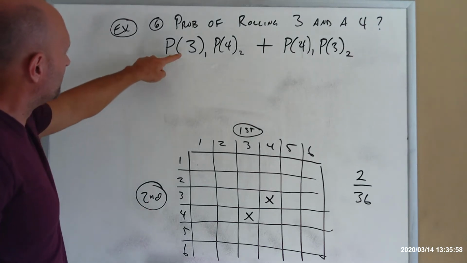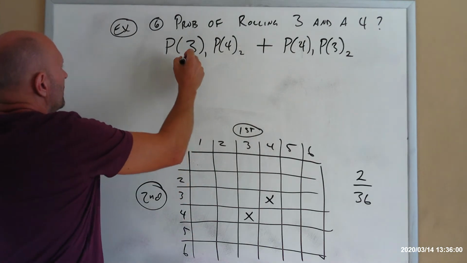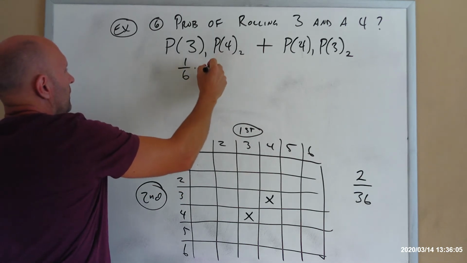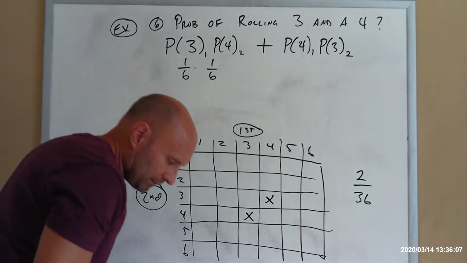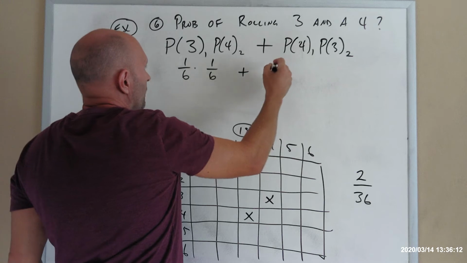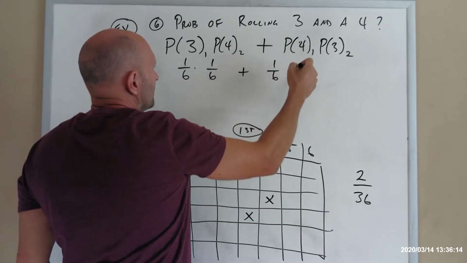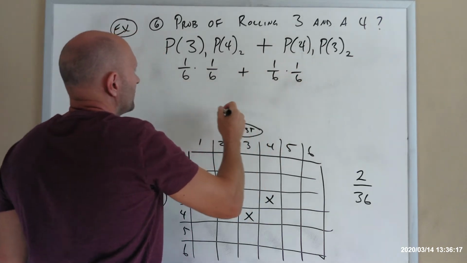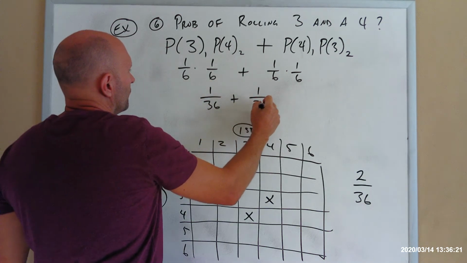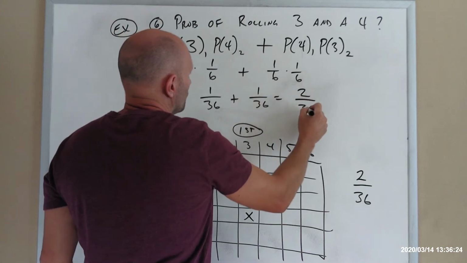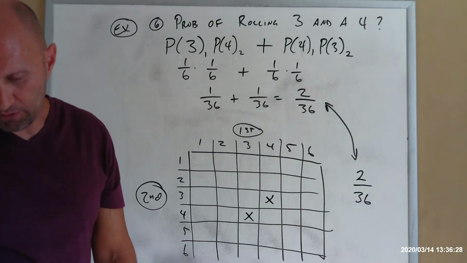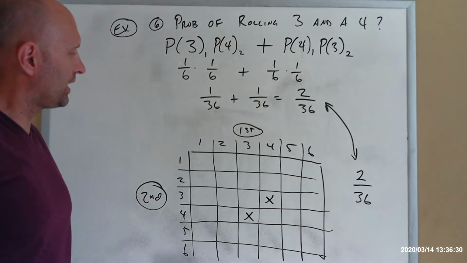Let's do it mathematically. Probability of 3 on the first, 1 over 6. Probability of 4 on the second, 1 over 6. Multiply them together. Plus probability of 4 on the first, that's 1 out of 6, 3 on the second, 1 over 6. So I get 1 over 36 plus 1 over 36 is 2 over 36, which is the same as what we had from using our table.